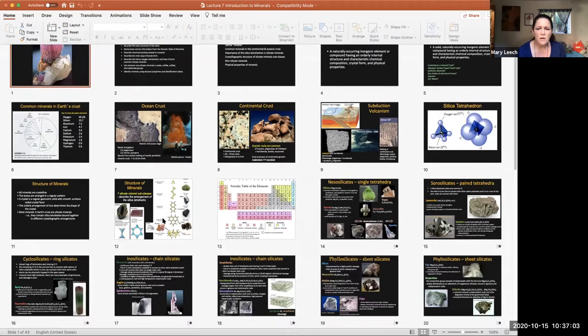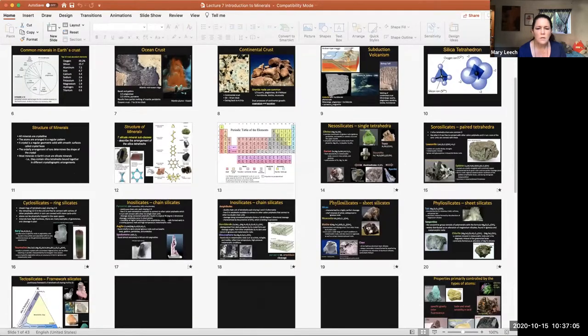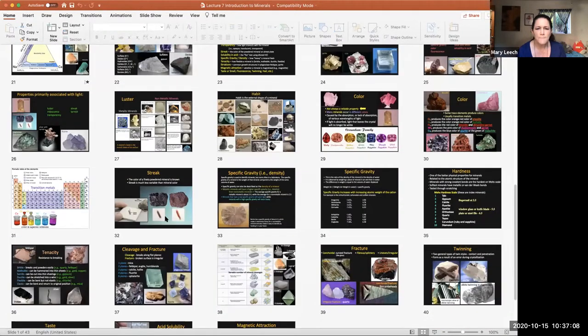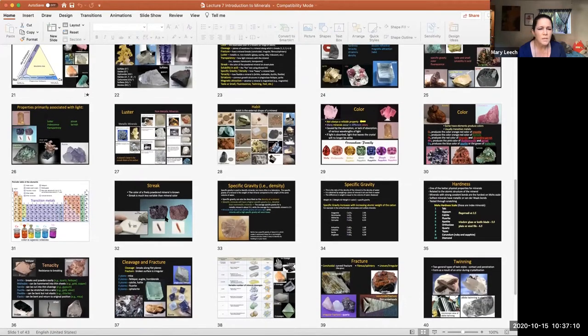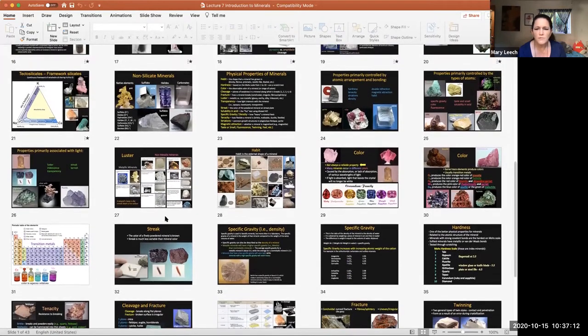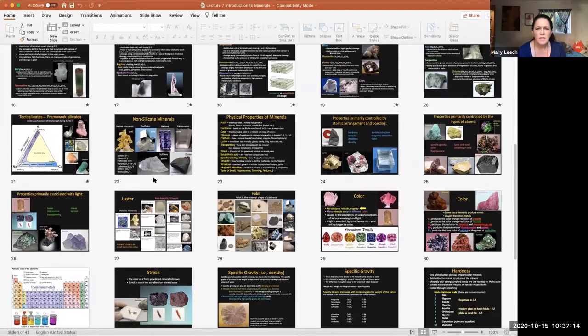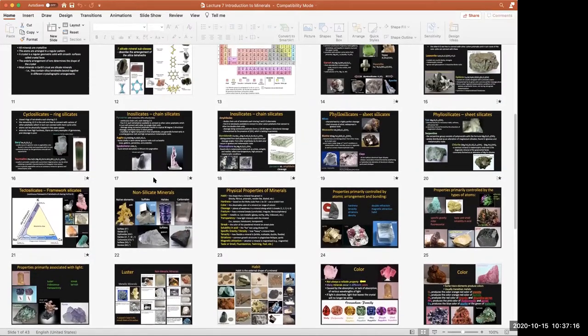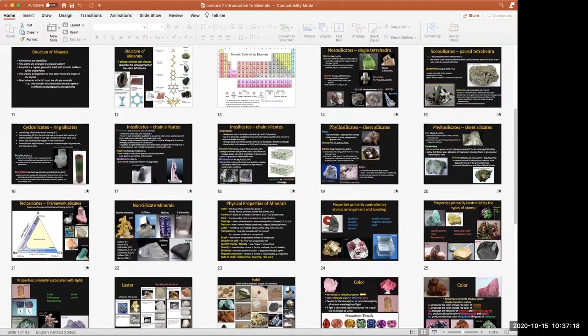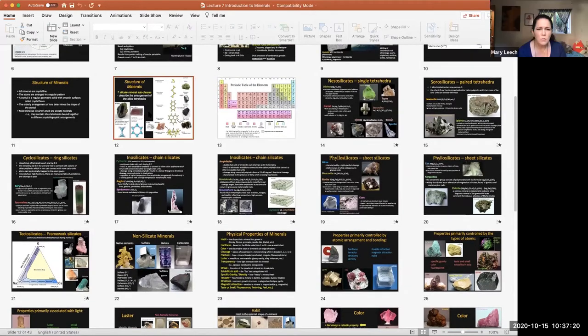We left off. Okay. Can you guys help me remember exactly where we left off? Oh boy. Seven silicate mineral subclasses. Thank you. This one?